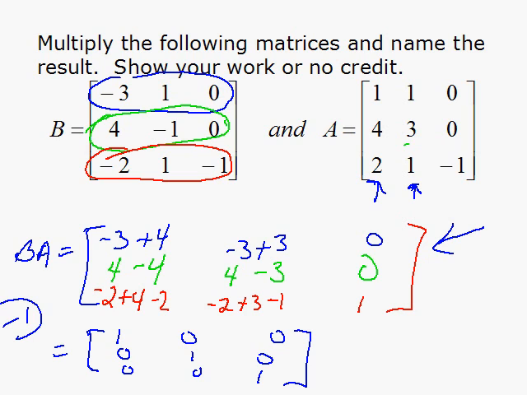All right? Now, what is that matrix? It's the identity matrix. When two matrices multiply together and give the identity, they are inverses of each other. So this means that A is the inverse of B and B is the inverse of A.